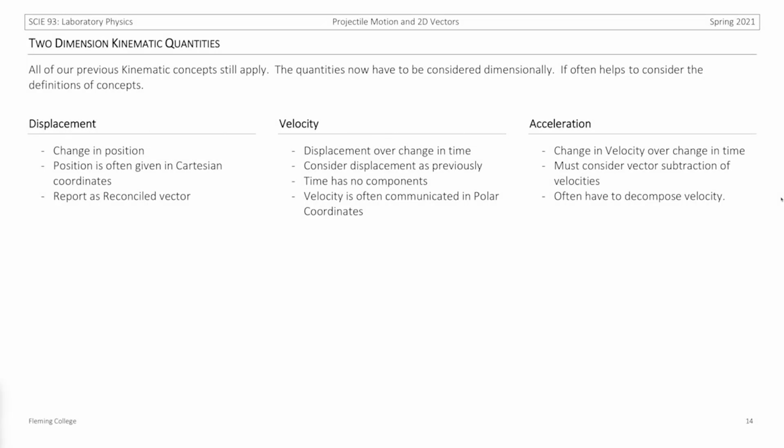One of the tricky parts of working with two-dimension quantities is the fact that you need to decompose and reconcile vectors. I think our examples have made us more comfortable with that. We can't forget that we still have to think of things with the context of our kinematic concepts. So the quantities we have considered dimensionally, we also have to consider their definitions. So don't forget that when we think about kinematics, we look at displacement, velocity, and acceleration.